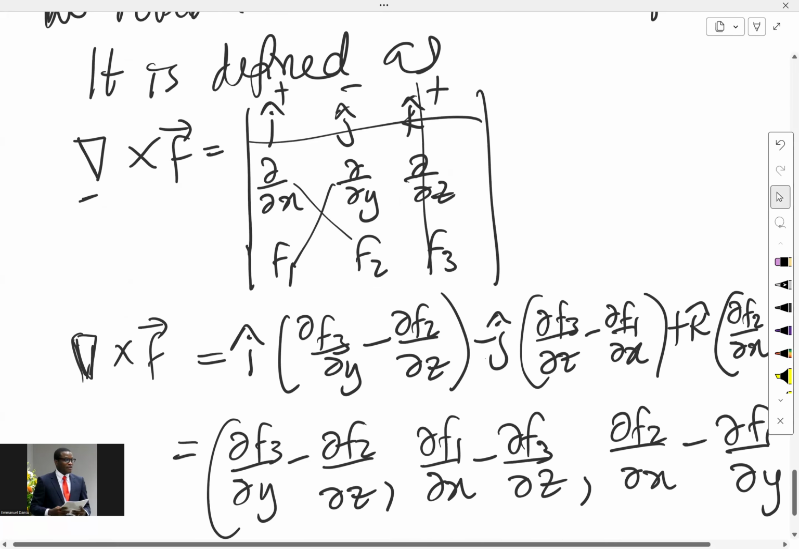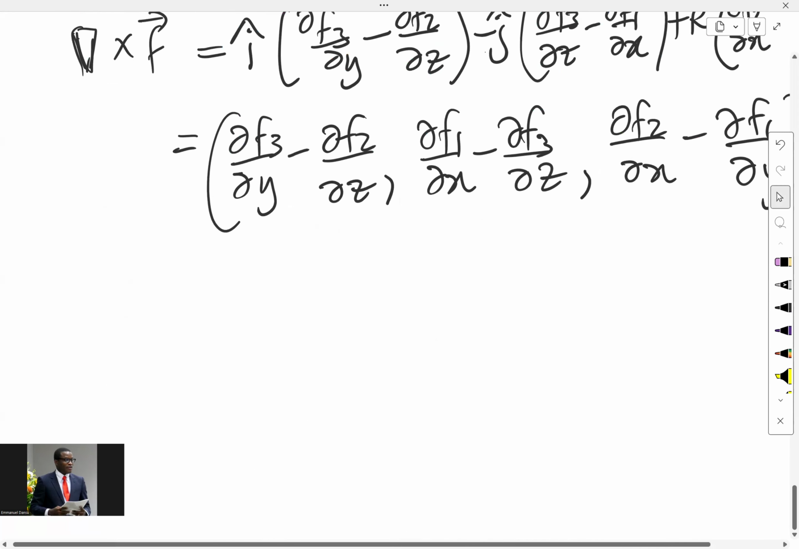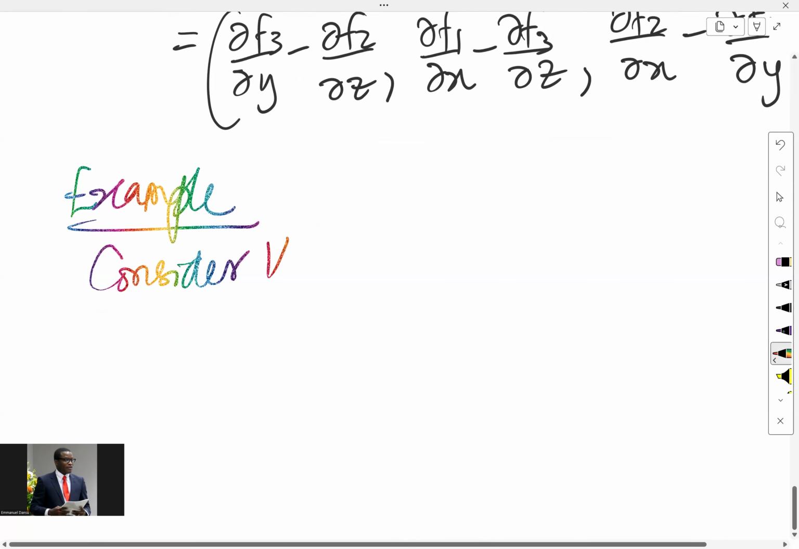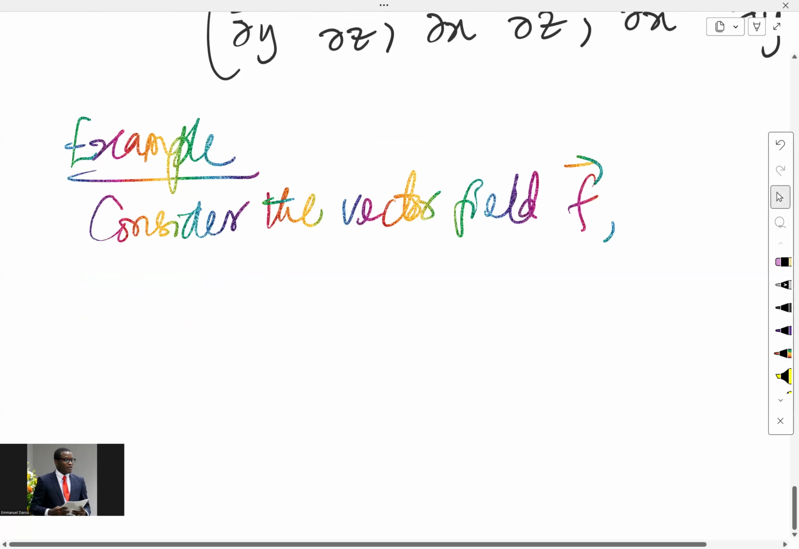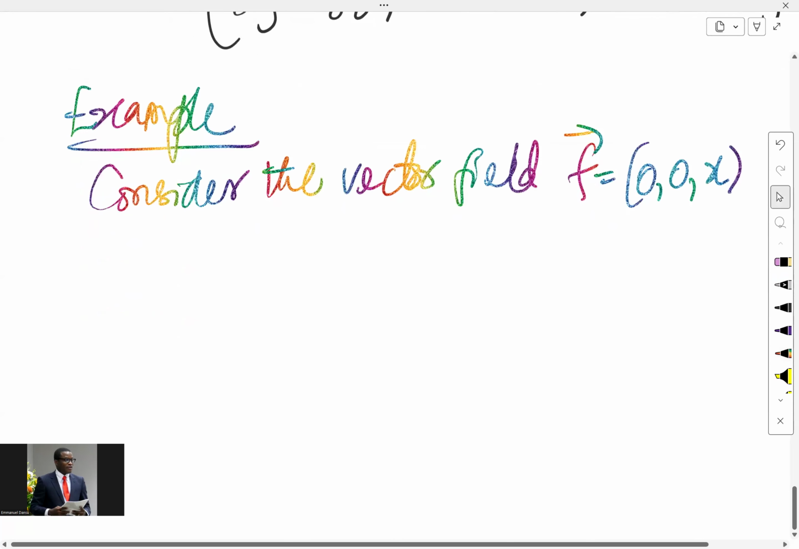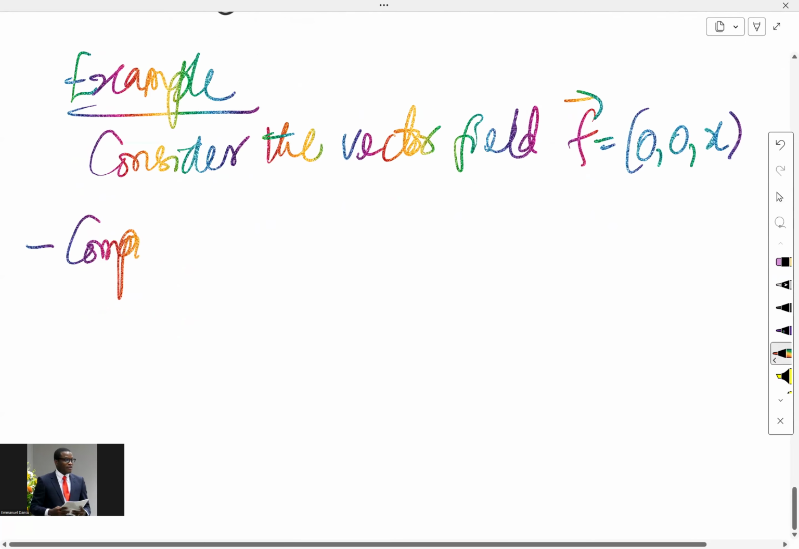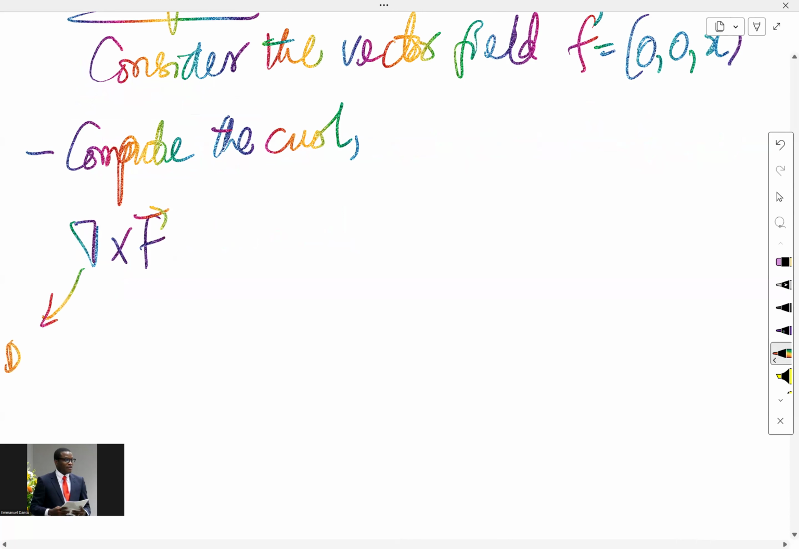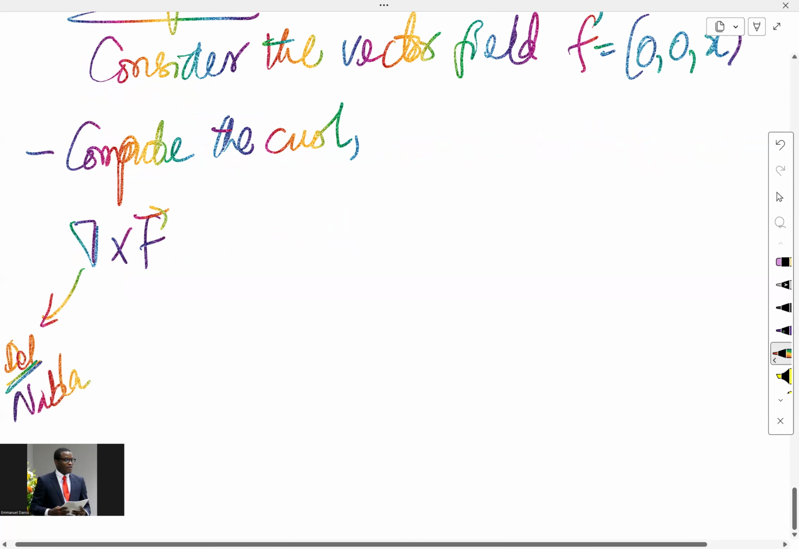So let's take an example. Consider the vector field F, which is 0, 0, x: 0 in the directions I and J each, and then x in the direction Z. If you compute the curl, which talks about rotation, you simply have del cross F. This is called nabla or del, a Greek symbol.